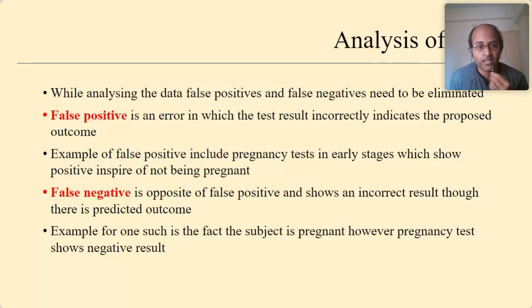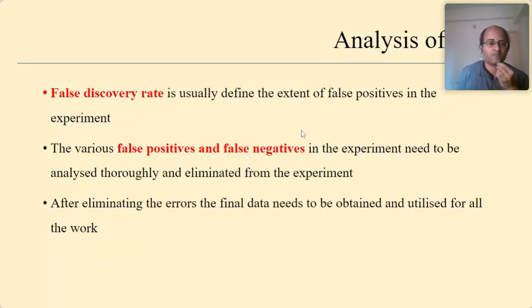A false negative, on the other hand, is the opposite of a false positive: here the girl is pregnant, but the test shows that it is negative. So we need to use other methods. These are the examples for these two, and we have to consider both aspects. So it's called the false discovery rate. It tells the extent of false positives or false negatives in a given experiment. Both have to be utilized thoroughly, and then you have to eliminate the experiments which don't meet the requirement. After eliminating the errors, the final data needs to be obtained and utilized for all the work that has been done.